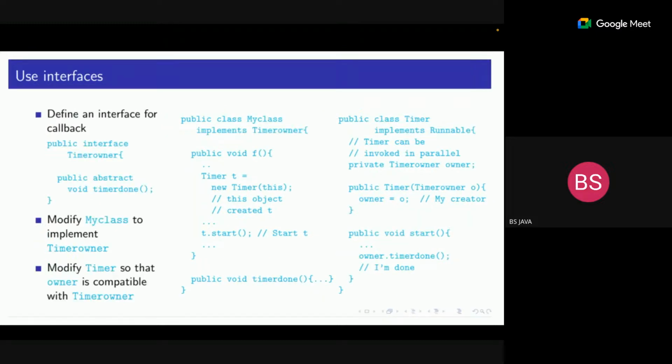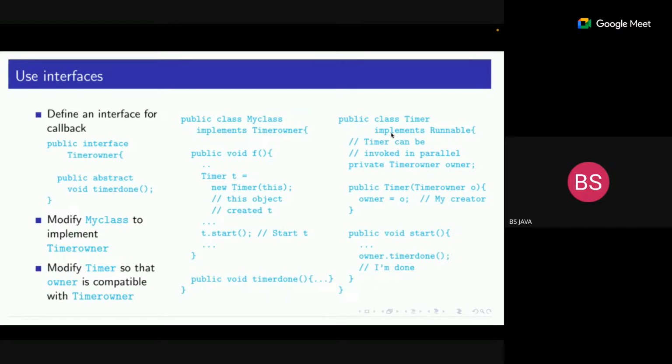The next solution, and the proper solution, is having an interface, a public interface TimerOwner, and having the timerDone method as an abstract method in this interface. Whichever classes want to call the start method of the Timer have to implement this TimerOwner interface and also give an implementation for the timerDone method.